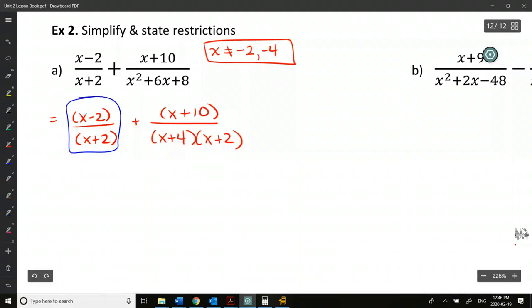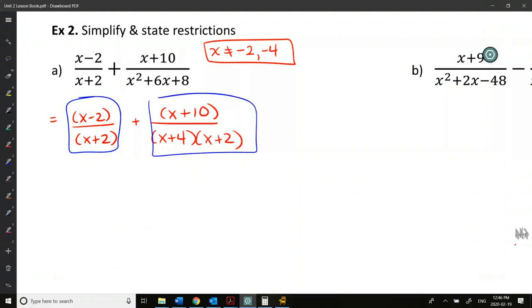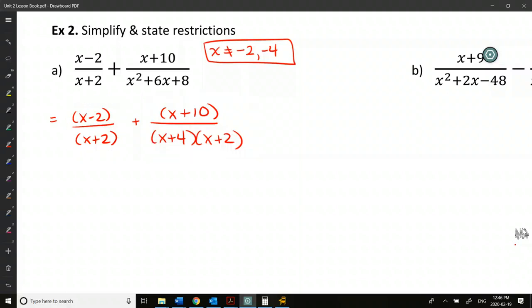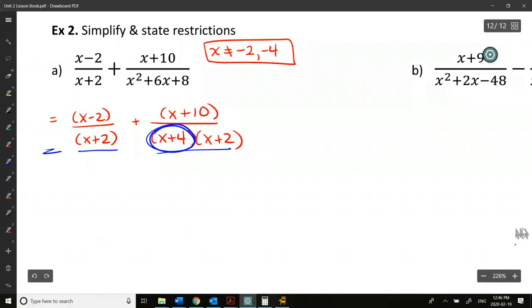Take a look at your individual fractions. Can we reduce anything in those fractions before we start? I don't think so, right? Okay, so the idea here is that each side needs what the other side has. This side has an x plus 2, this side also has an x plus 2, but this one has an x plus 4, and this one doesn't have it. So this side is going to need the x plus 4. That's right, so we'll multiply the bottom and the top by x plus 4. Remember, whatever you do to the bottom, you also have to do to the top here.